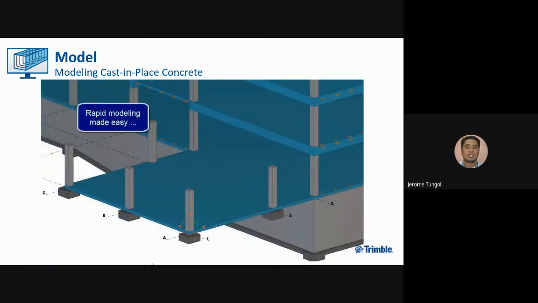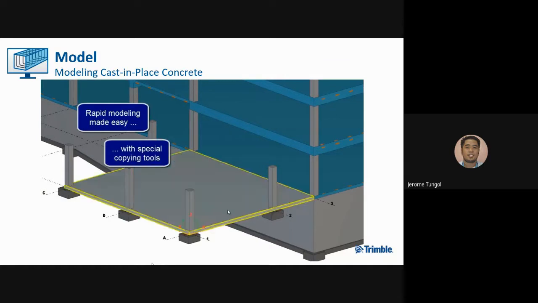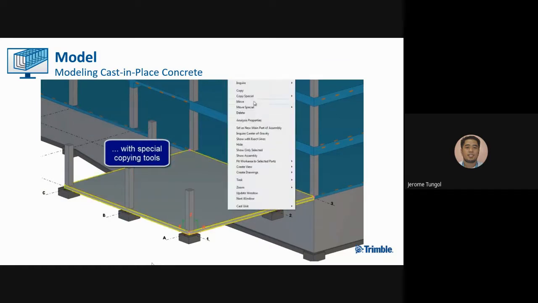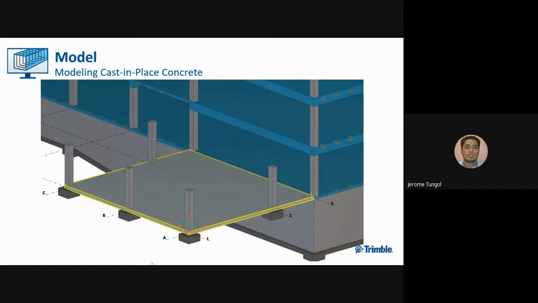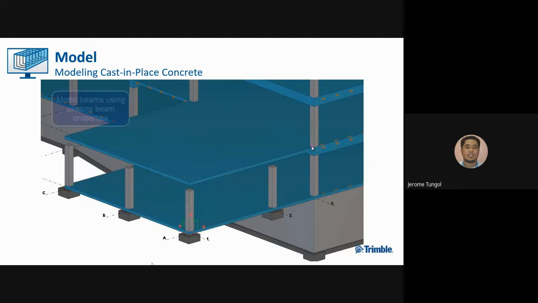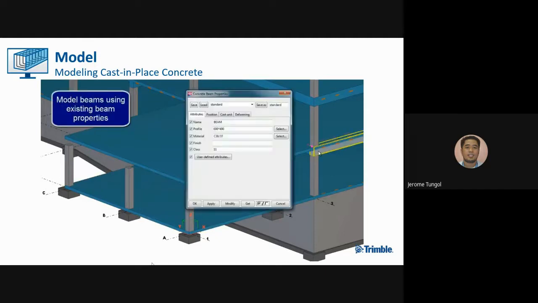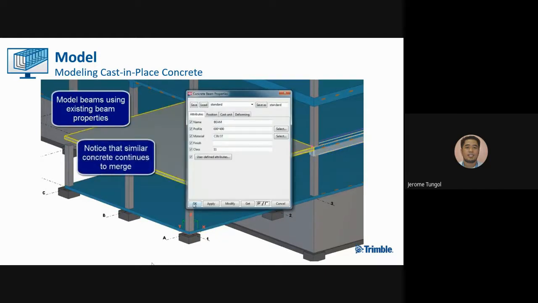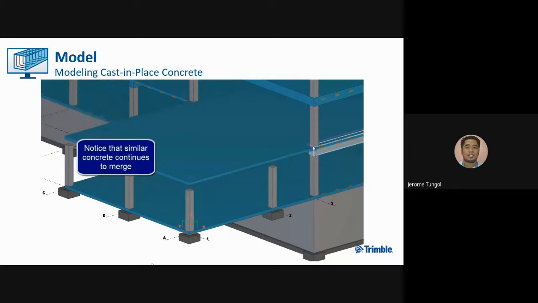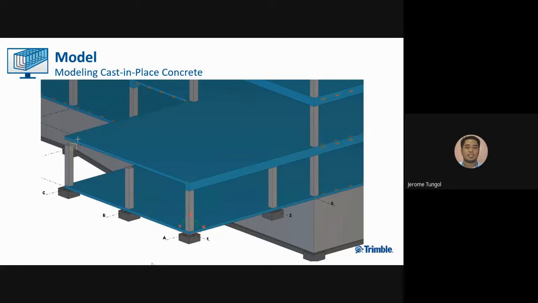Rapid modeling made easy by use of special copying tools. You just simply click the part you want to copy, then click the position of the part. Also, you can use model beam, use existing beam properties. Notice that similar concrete continues to merge.